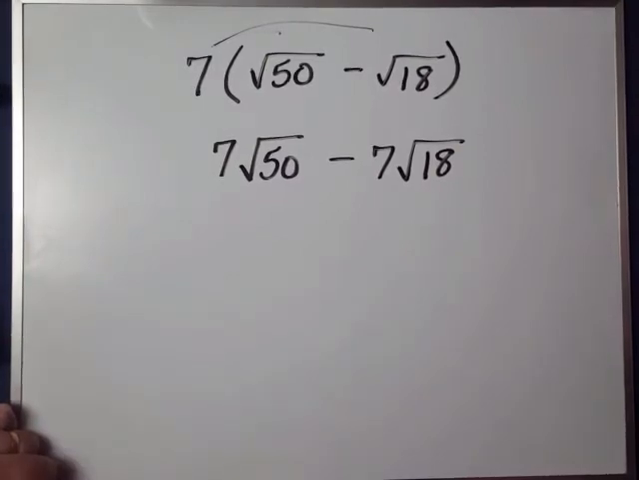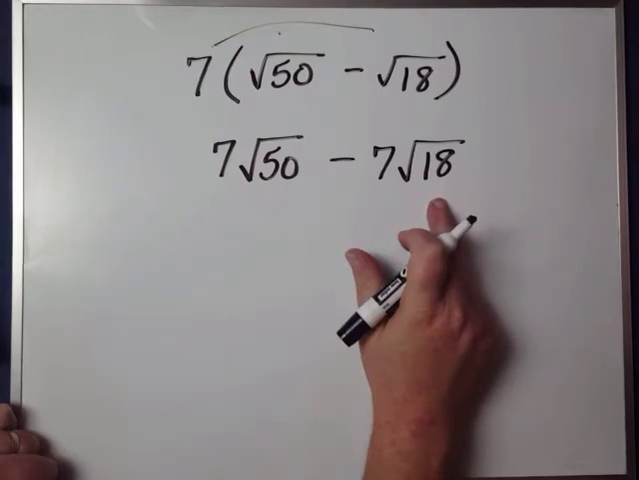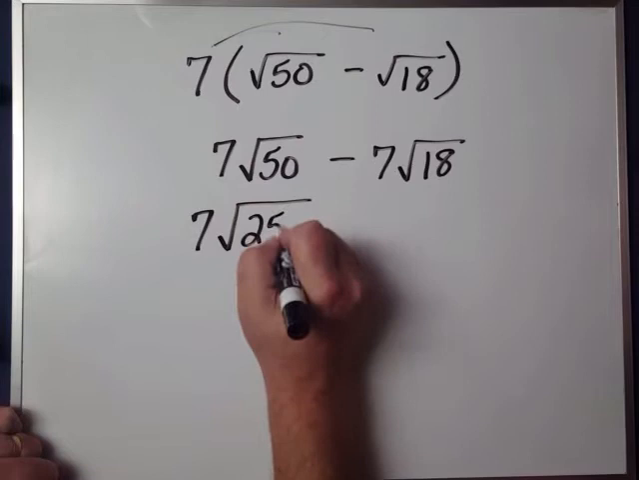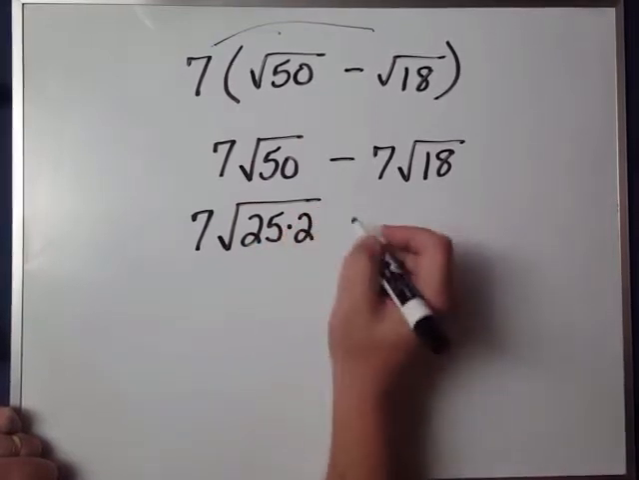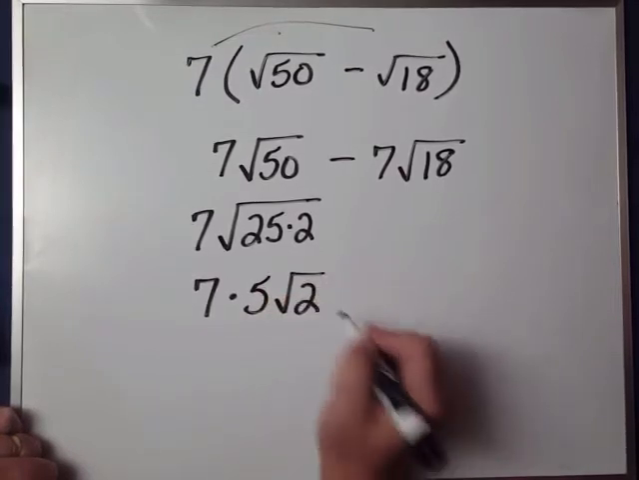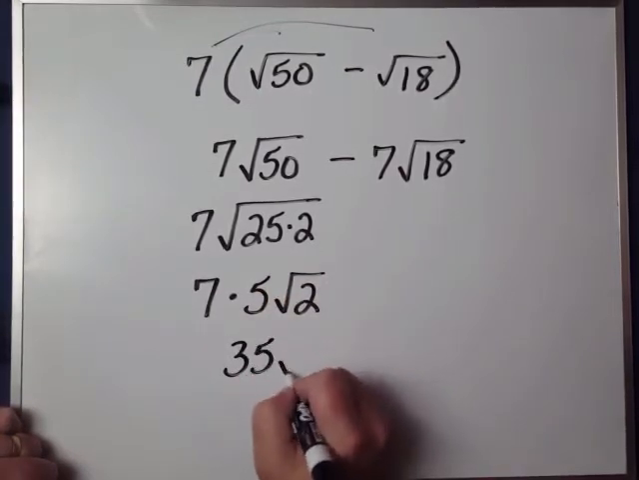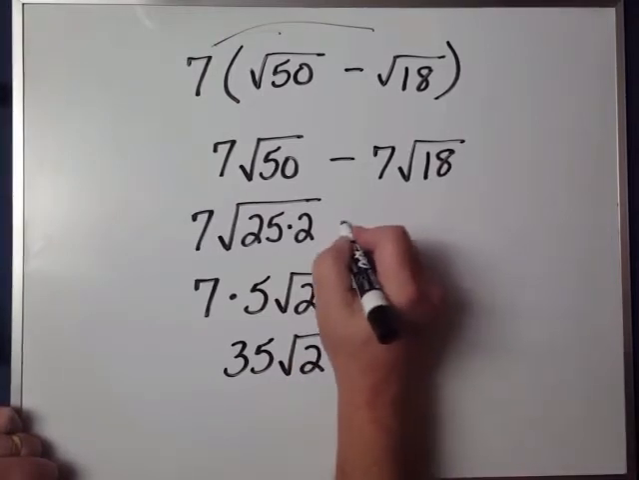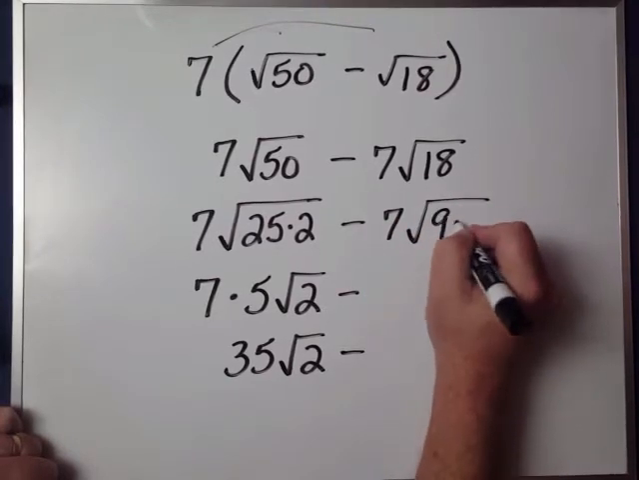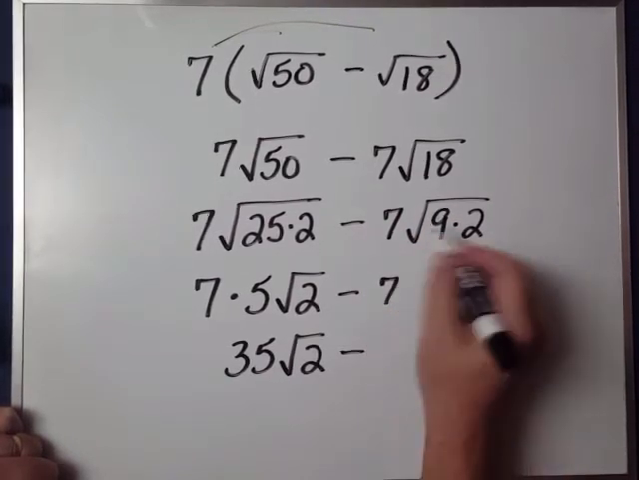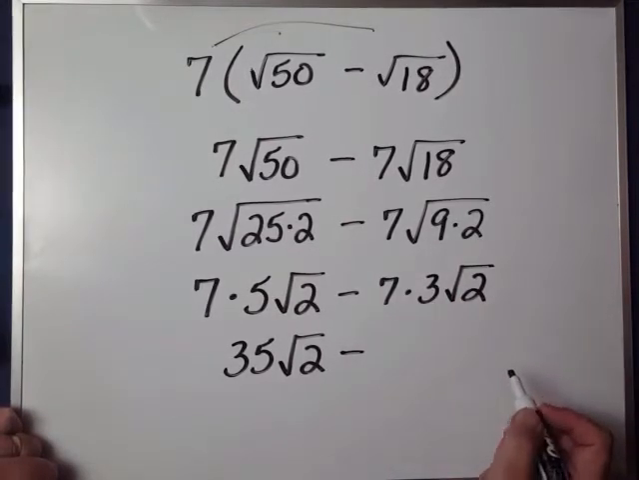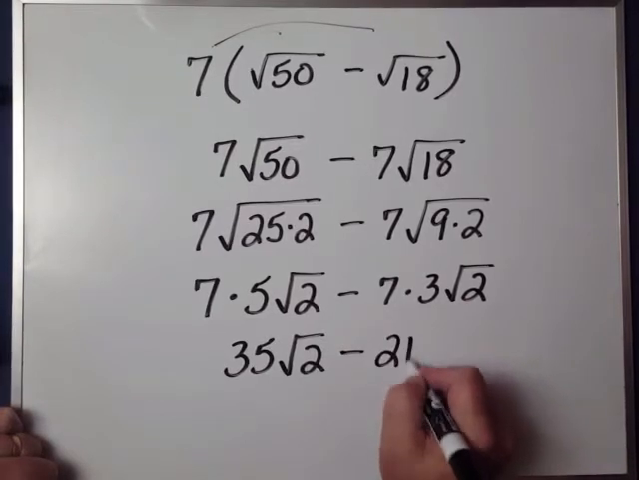Now I have to deal with the fact that both of my radicands contain perfect square factors. This 50 contains a 25. It's 25 times 2. Square root of 25 is 5. The 2 is stuck inside. And so this is 35 square roots of 2. Minus 18 contains a 9. It's 9 times 2. Square root of 9 is 3. The 2 is stuck inside. And 7 times 3 is 21.